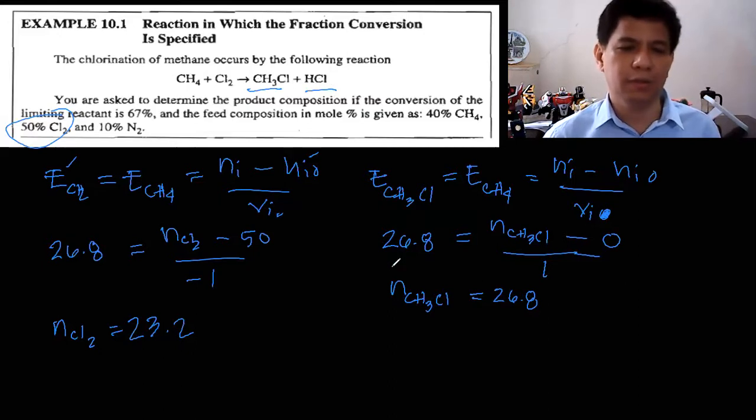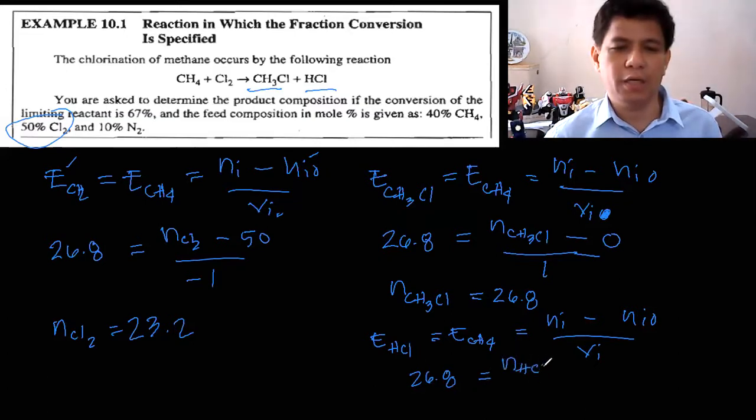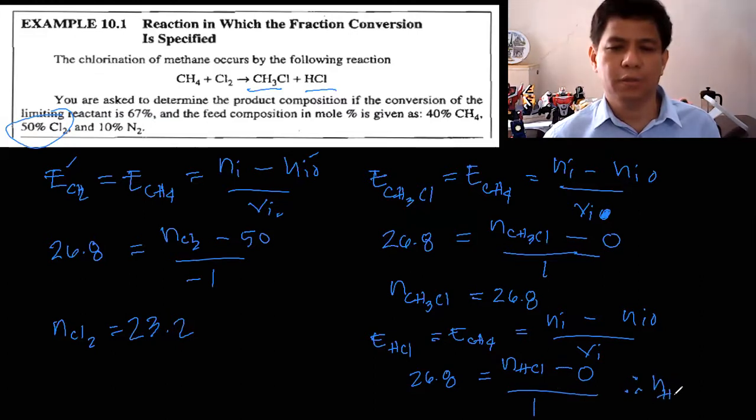In the case of HCl, the solution is the same, right? HCl is just 26.8 because it is also equal to the extent of the reaction of CH4. We use the same equation, n_i minus n_i0 divided by ν_i. If we substitute everything in this equation, you end up with the same answer, because 26.8 is equal to n_i, which is n_HCl. The n_i0 is also 0, since the problem says there is no HCl initially. ν_i is also positive 1 because it is a product. And as you can see, n_HCl is also 26.8. Okay.